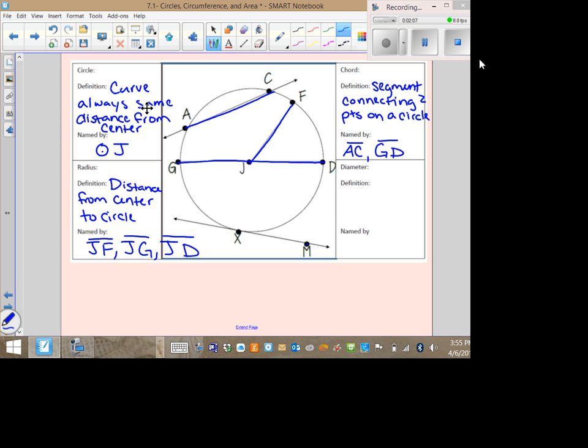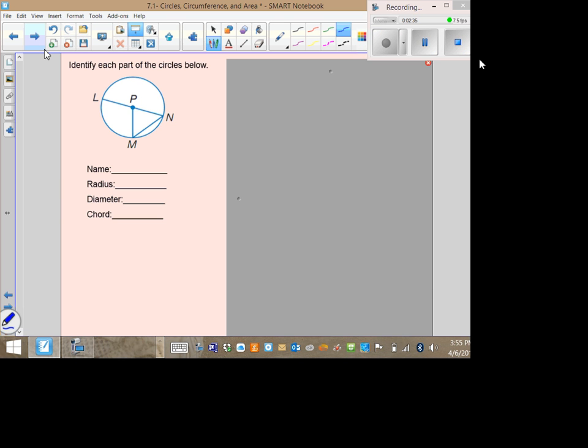Now, diameter is a special type of chord. So diameter is a chord passing through the center. So a chord passing through the center. So that is also JD. So note that GD is a chord, but it's a special type of chord because it goes through point J here.